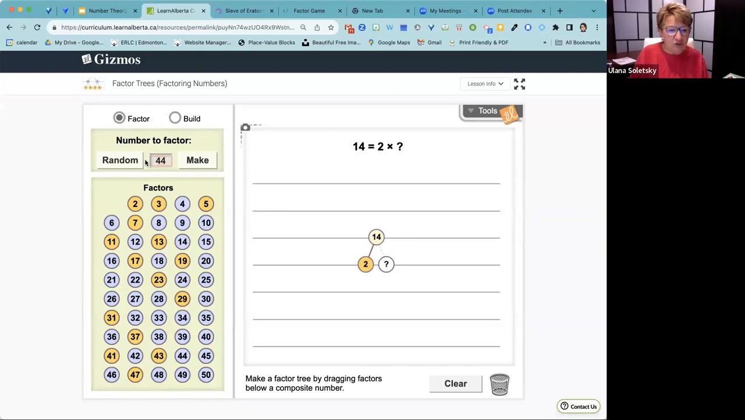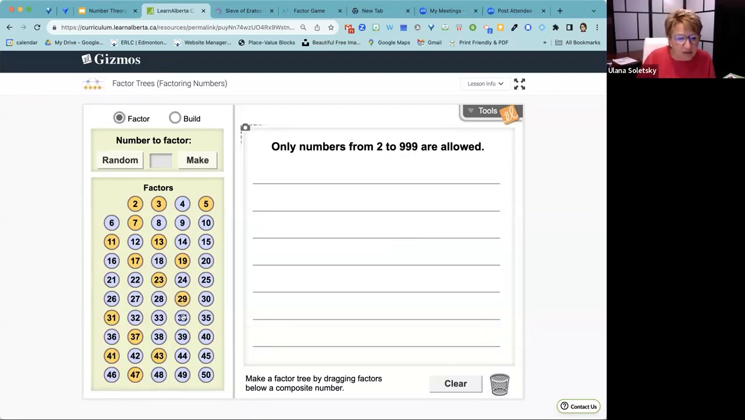I am going to pick a number, 36. Now you can see that the prime numbers are in yellow and the composite numbers are in blue. I am going to clear this page, showing only 2 to 99, and I'm going to make the number 36.